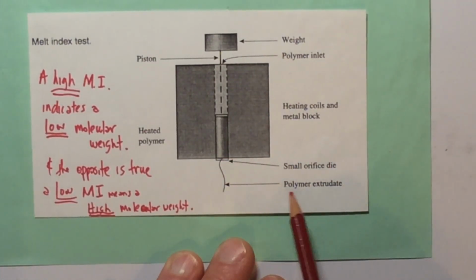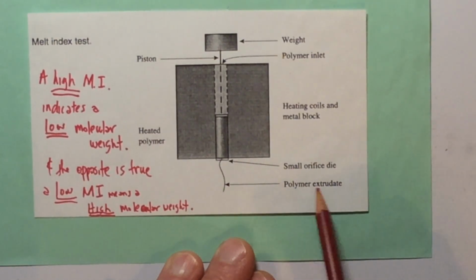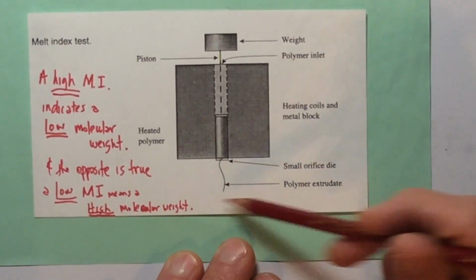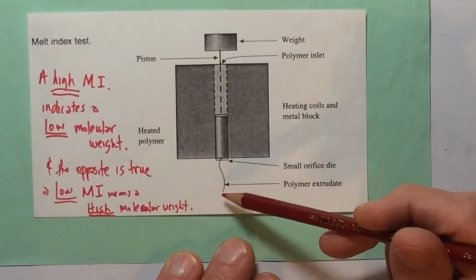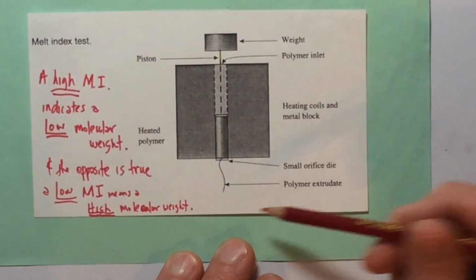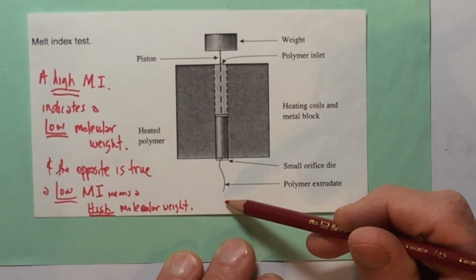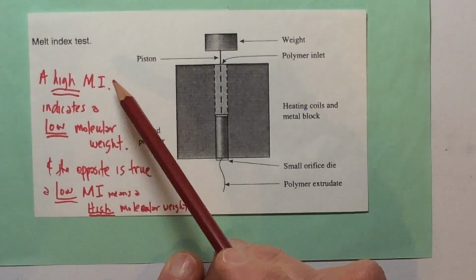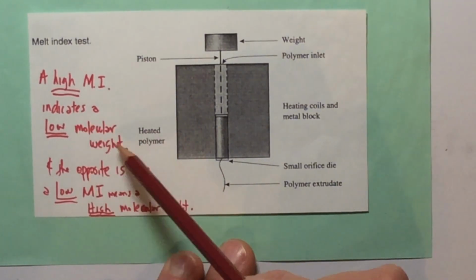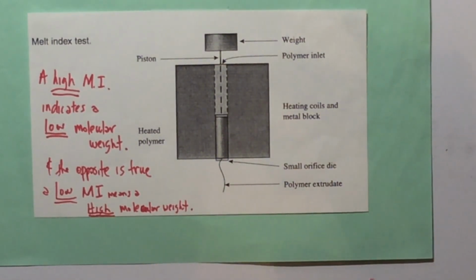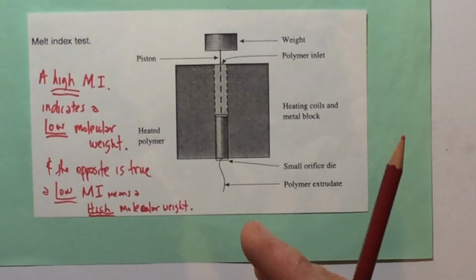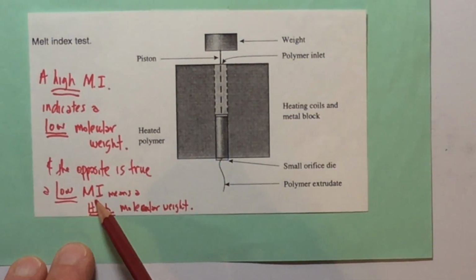What they call this is a polymer extrudate. It comes out and ends up on a platter, and then at a certain time they stop it, close the orifice, and simply weigh it. The relationship is that a high melt flow index indicates a low molecular weight, because it means a much lower viscosity, because a lot of it got out. If it had high viscosity, not much would have gone out, and you'd have a low melt flow index.